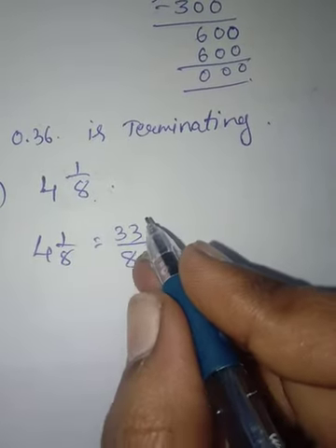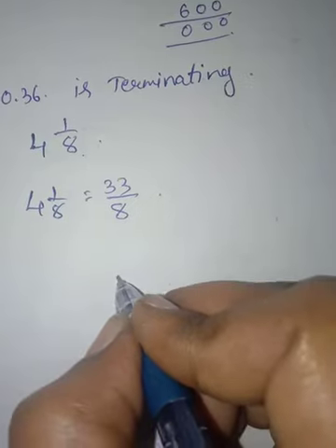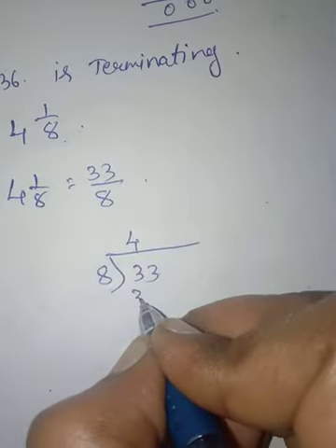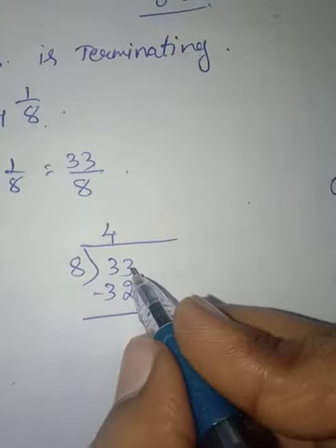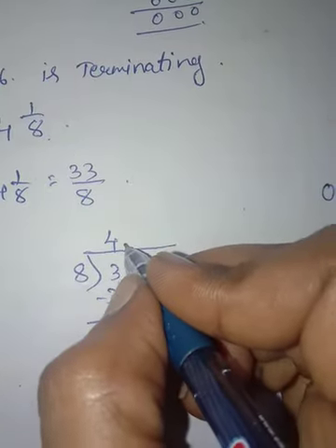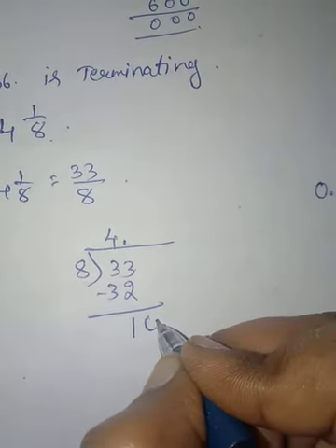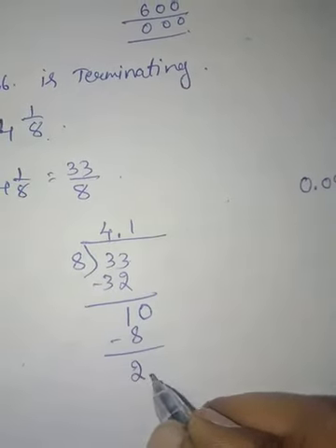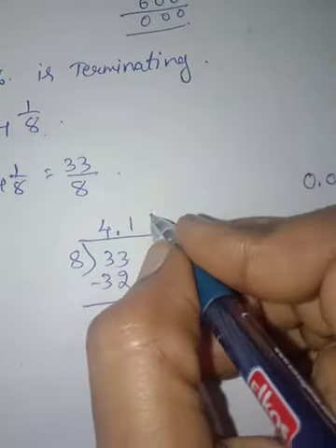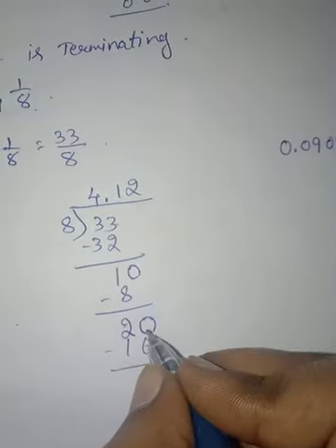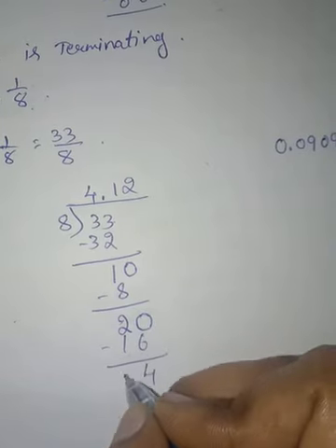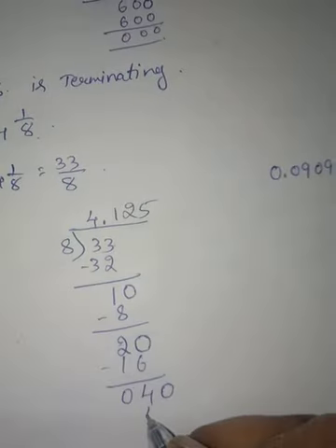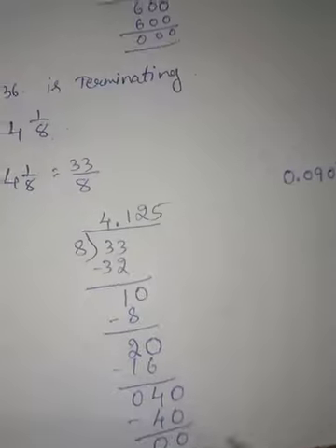Then we have to divide 33 by 8, as we did in the previous one. Okay. 8 fours are 32. Again 3 minus 2 is 1. Then you keep the decimal point and take one 0. Then 8 ones are 8. 10 minus 8 is 2. Again I am taking one 0. 8 twos are 16. Then 20 minus 16 is 4. Again I am taking 0. Then 8 fives are 40. Then 40 minus 40 is 0.